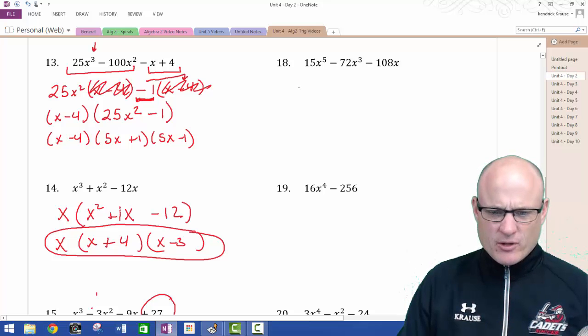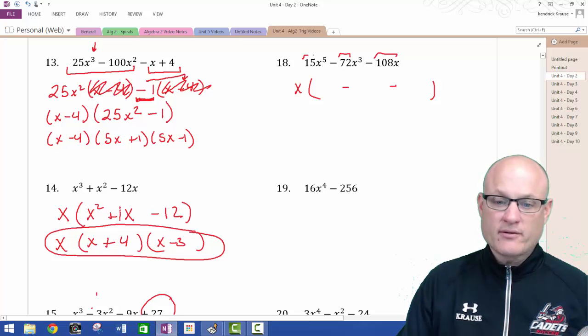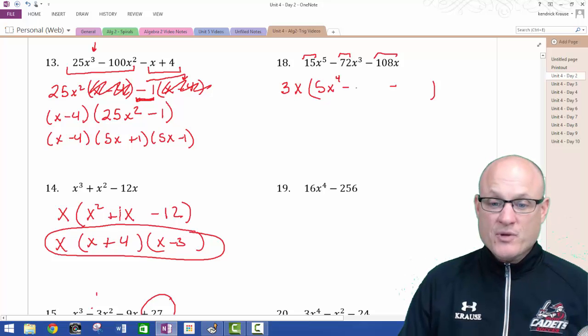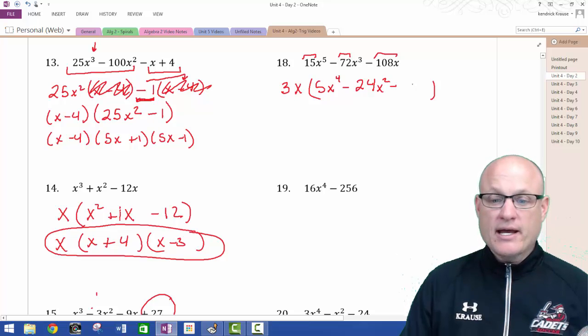The GCF here is kind of weird. You might just think it's x, but there's actually a bigger thing than just x. Both these are minuses. These add up to 9, that's divisible by 3. These add up to 9, that's divisible by 3. These add up to 6, that's divisible by 3. So 3 also goes into all of these. 3 goes into 15, so we end up with 5x to the 4th. 3 goes into 72, 24 times, so I'm left with 24x squared. And 3 goes into 108, 36 times.